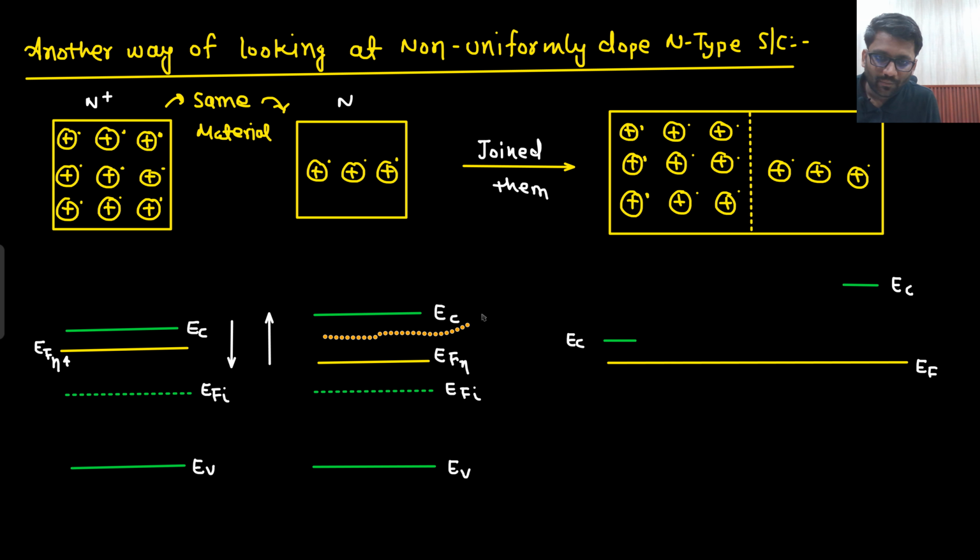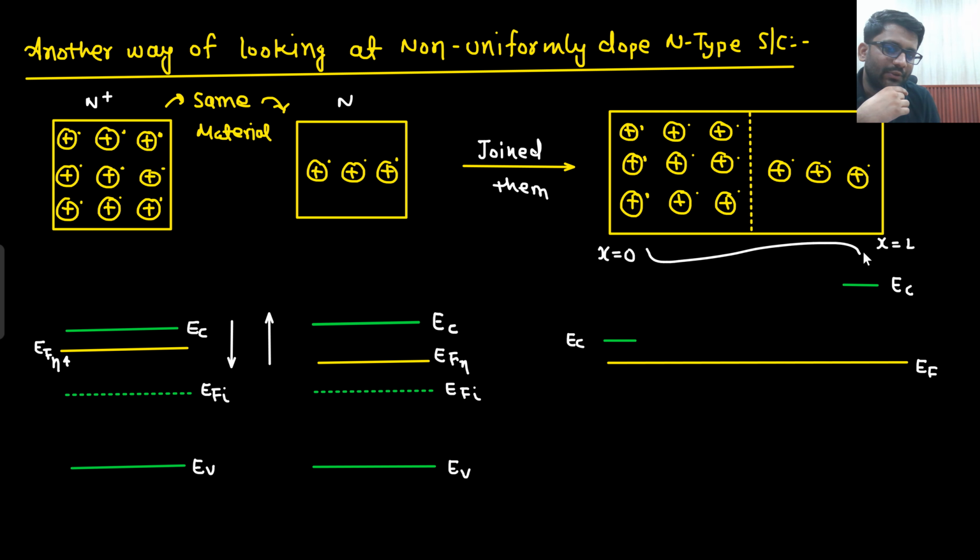Here also, both were at the same level previously, because both were made from the same semiconductor material, no? But now this has gone upward, this has gone downward. Now you know one thing: when I go from x equals 0 to x equals L, my electron concentration is decreasing. If electron concentration is decreasing, that means the gap between EC and EF should rise up. Basically, you need to join these lines. Are you able to understand this point?